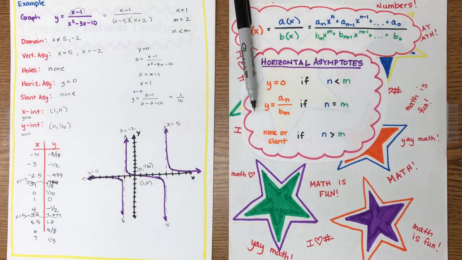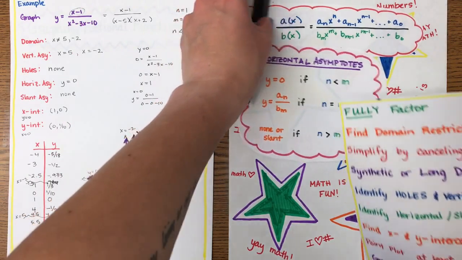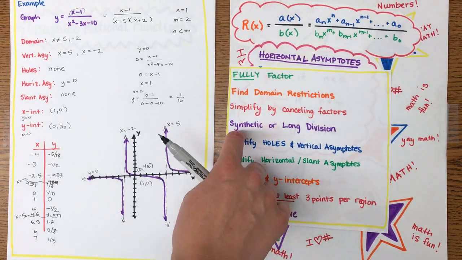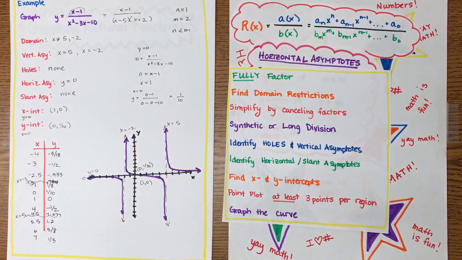So now that I have my graph graphed, I just want to go through my checklist. I found my domain. I simplified by canceling factors. I didn't need to do synthetic or long division because the degree of the numerator was lower than the degree of the denominator. I found all the holes, vertical asymptotes, and the horizontal or slant asymptotes, found my x and y intercepts, and at least 3 points per region, and I graphed it. So this problem is complete.